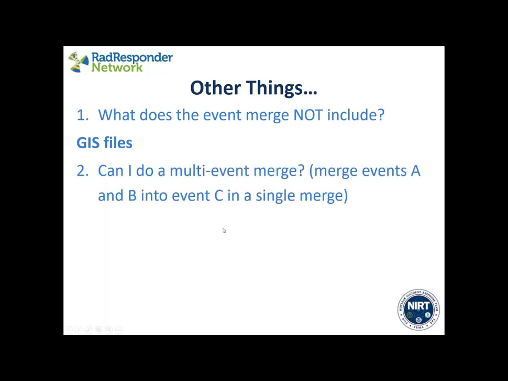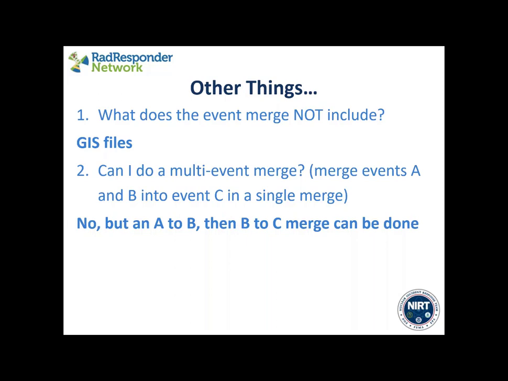Can you do a multi-event merge? So can you merge events A and B into C in a single merge? That you cannot do, but you can do it as two separate merges. So you would need to do an event merge for A to B, and then also from B to C.